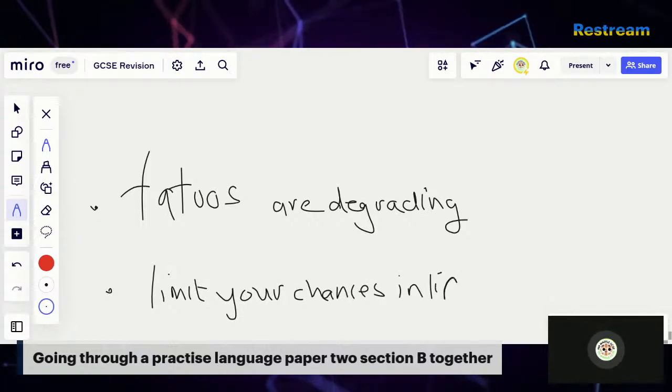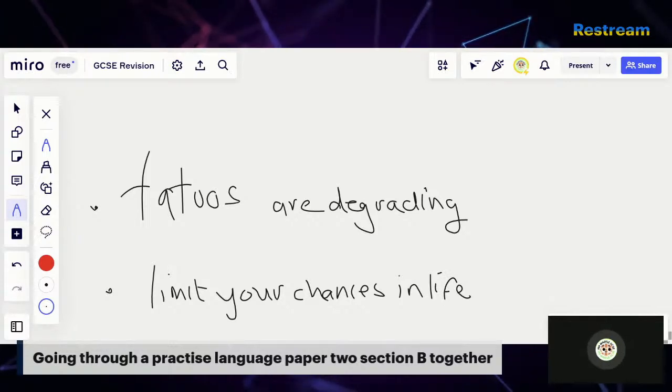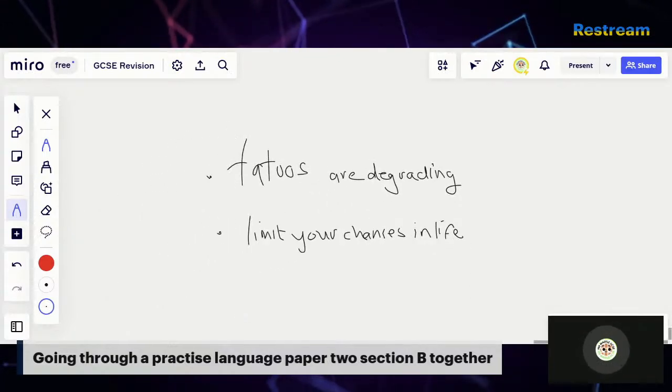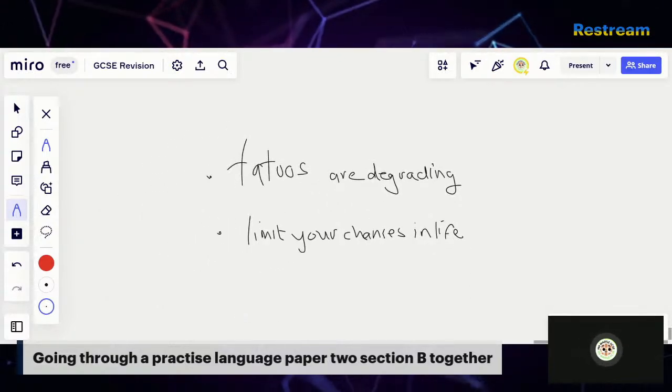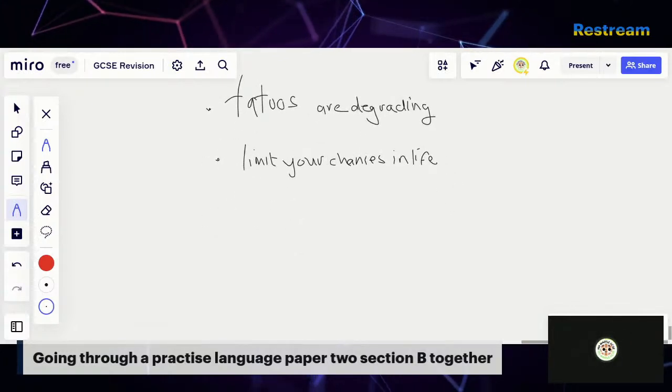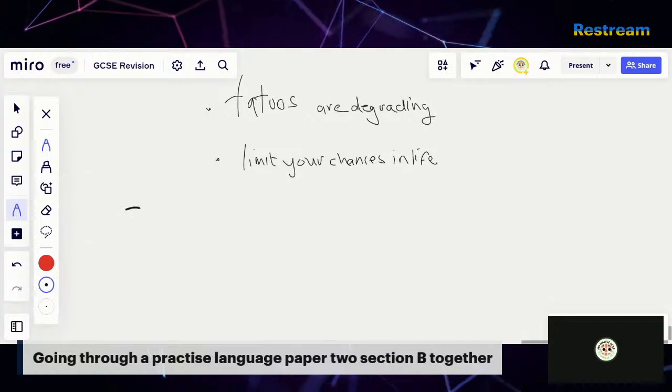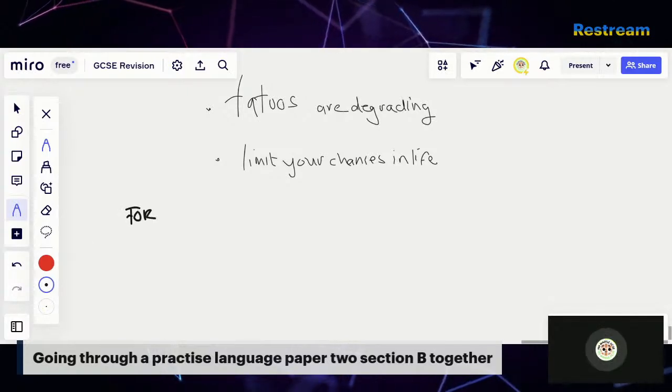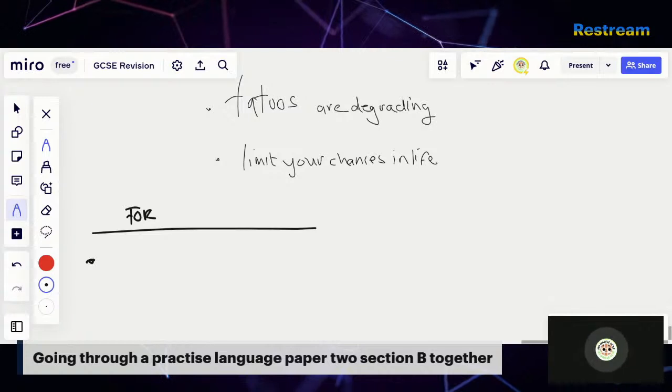And we are tasked to write an article about the fact that tattoos are degrading, and are they degrading? Do they limit your chances in life? So first of all, we need to think of some arguments for and against. Now let's start here. So let's talk about some for arguments. So what makes tattoos degrading?